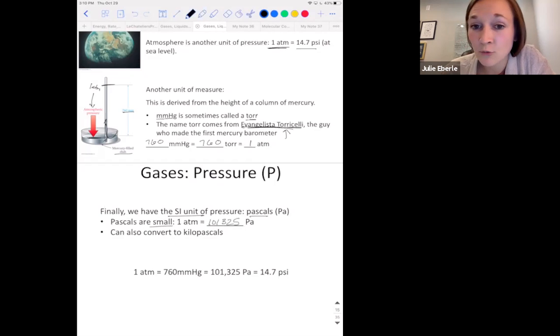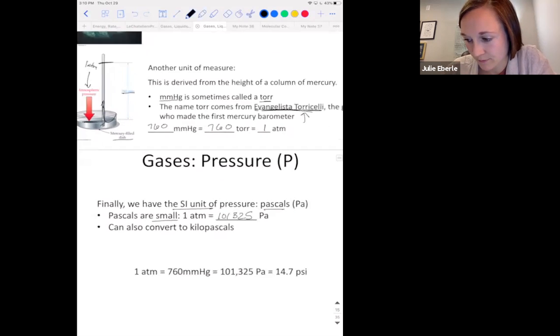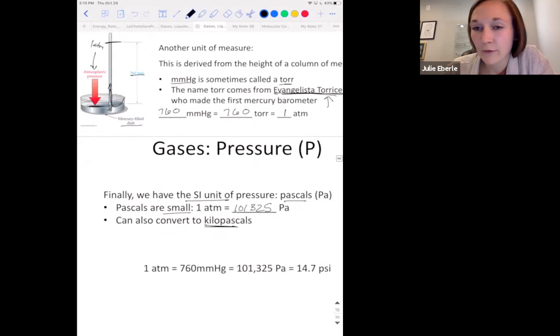So 1 ATM equals 101,325, not 101.325, 101,325 pascals. And then if we needed to, we could convert to kPa. In fact, we're going to do a problem later from a research article that uses kPa. So kPa is just a kilopascal, and 1 kPa is just 1,000 pascals, right?